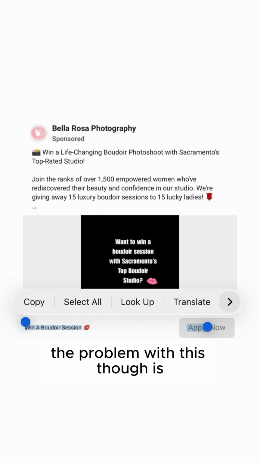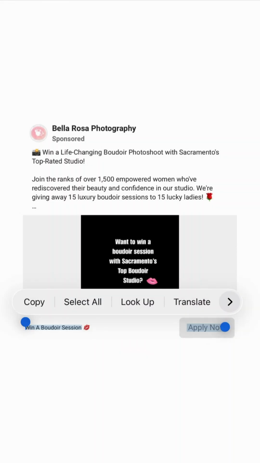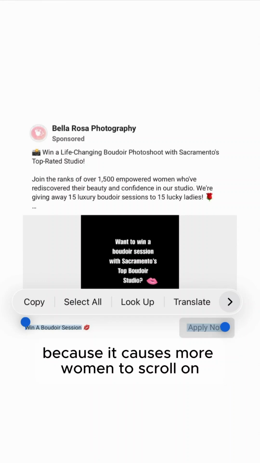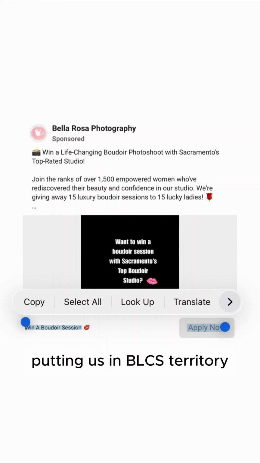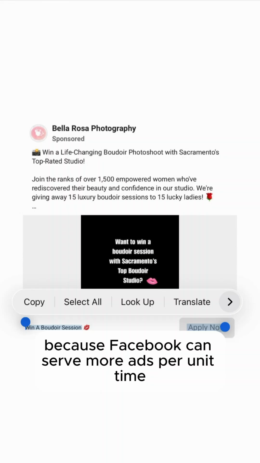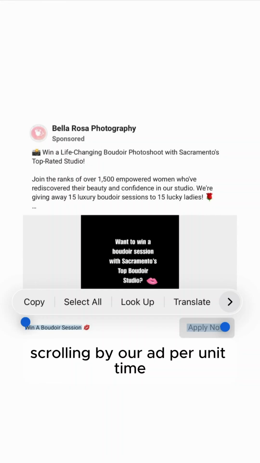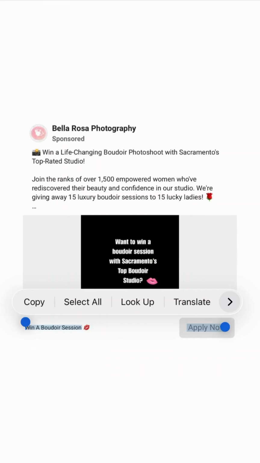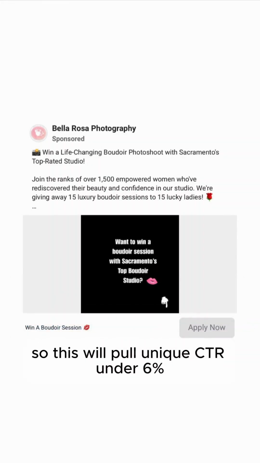The problem with this, though, is that Facebook's recommending us to fill these out because it causes more women to scroll on by, bringing our unique CTR under 6%, putting us in BLCS territory. And Facebook wants that because Facebook can serve more ads per unit time because more women are scrolling by our ad. They're not clicking in to read more, see what we got going on. So this is good for Facebook, bad for us. So this will pull unique CTR under 6%.